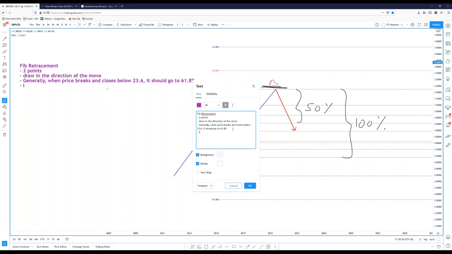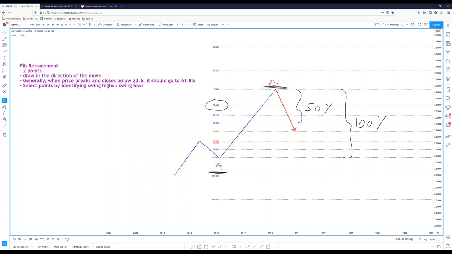We identify swing highs and swing lows. Okay, so this is very important. If you guys fail to identify the correct swing highs and swing lows, you will never be able to draw a correct Fibonacci retracement. A lot of people find it very, very confusing.